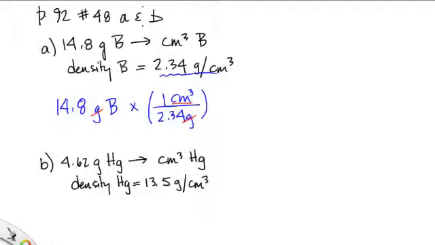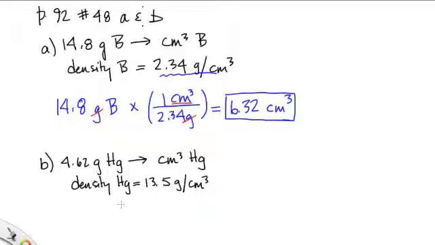So when I do my math, I end up with 6.32 centimeters cubed. Remember that I need to express my answer to the correct number of significant figures. I have 3 significant figures here. In the conversion factor, remember that conversion factors are considered to have an unlimited number of sig figs, and they do not count in the rounding process. So our answer is 6.32 centimeters cubed.